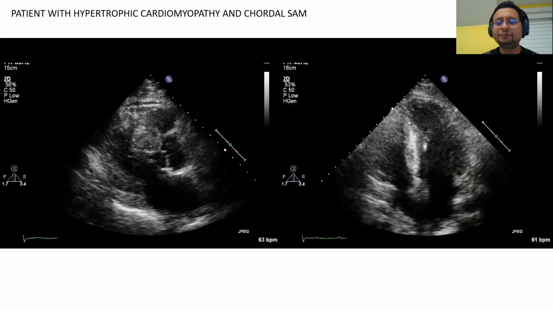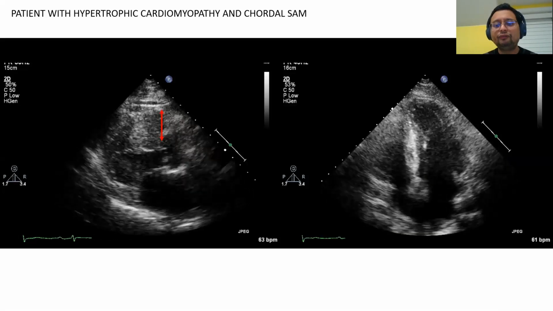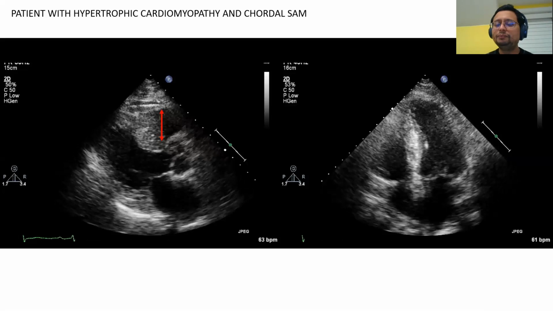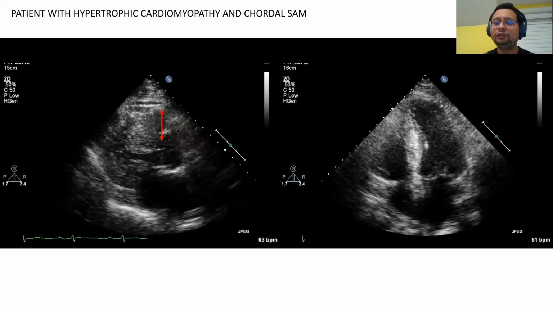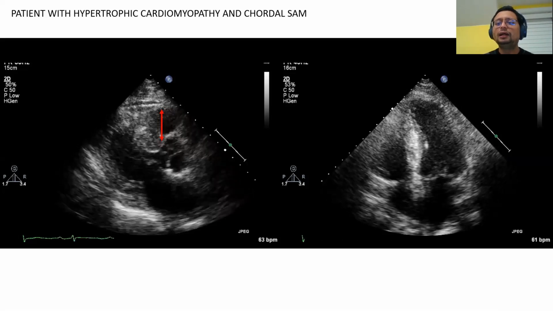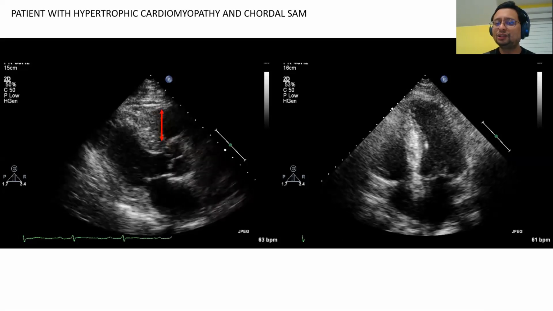Okay, this is a patient with hypertrophic cardiomyopathy. Now, if I were to measure that area, if I wanted to ask you what measurement I measure there, that is the proximal right ventricular outflow tract. Normal is less than 3.3 centimeter. Anything that is more than 3.3 centimeter is considered dilated.